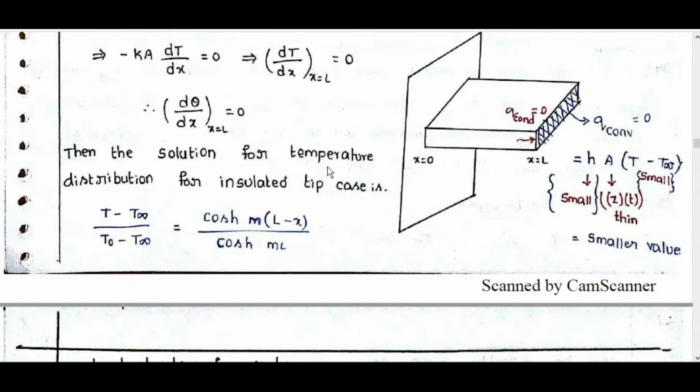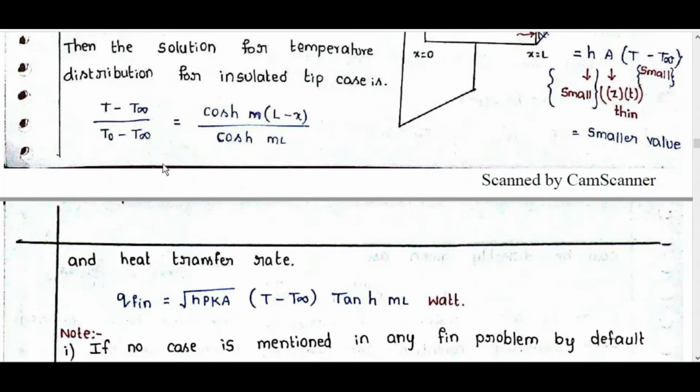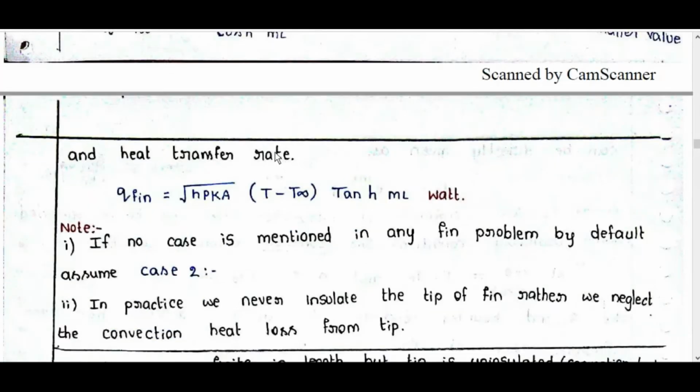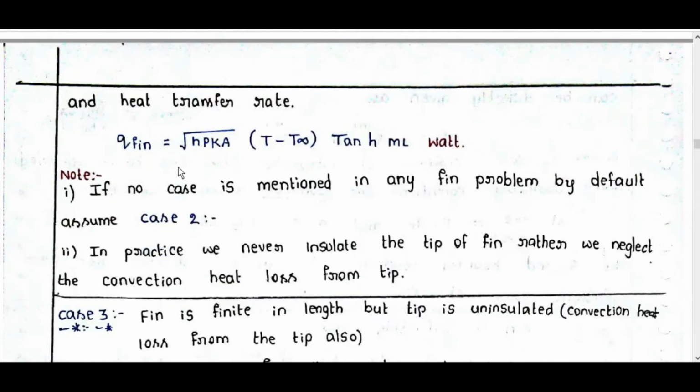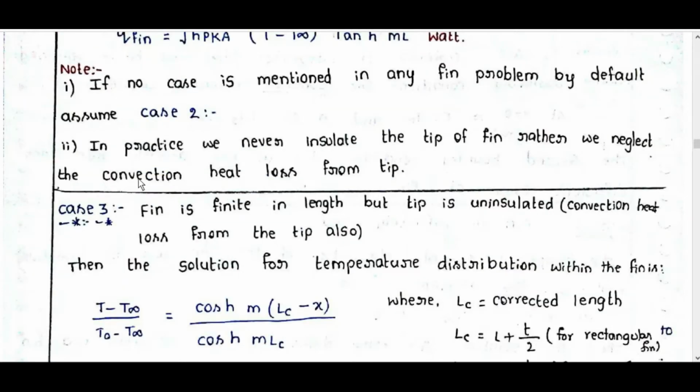Then the solution for temperature distribution for the insulated tip case is (T minus T infinity) by (T naught minus T infinity) is equal to cosh m(L minus x) by cosh mL. And heat transfer rate Q fin is equal to root(hPkA) times (T naught minus T infinity) tanh mL watt. Note, if no case is mentioned in any fin problem, by default assume case 2. In practice, we never insulate the tip of the fin, rather we neglect the convection heat loss from the tip.